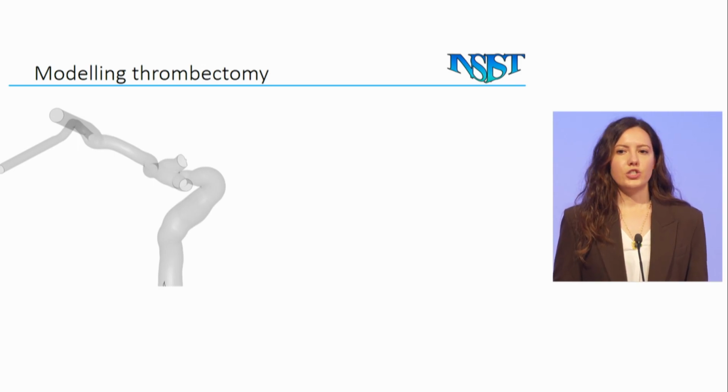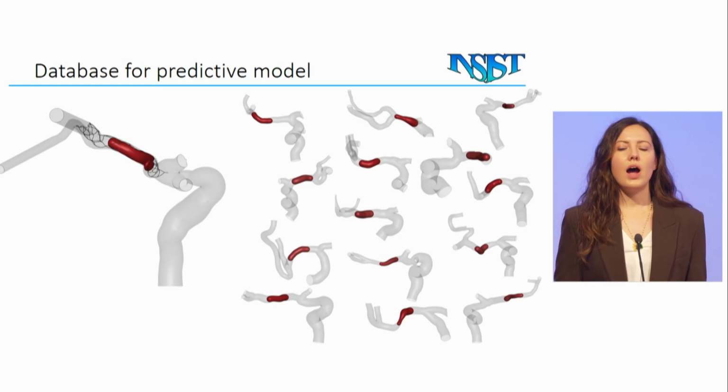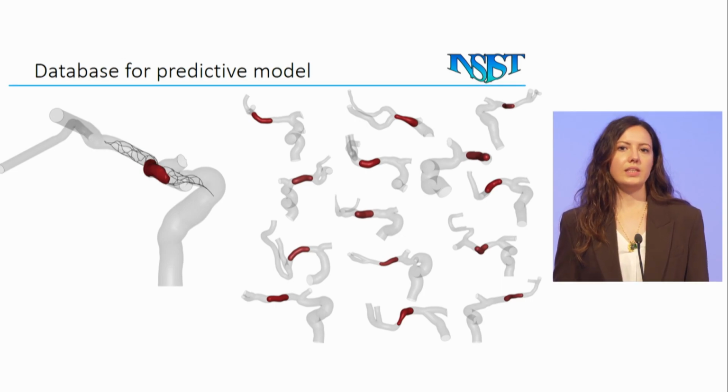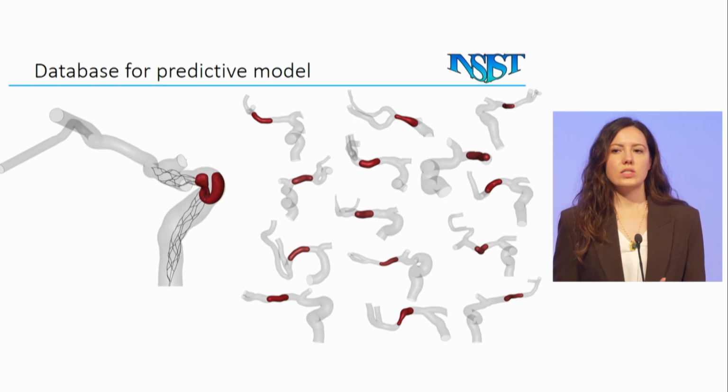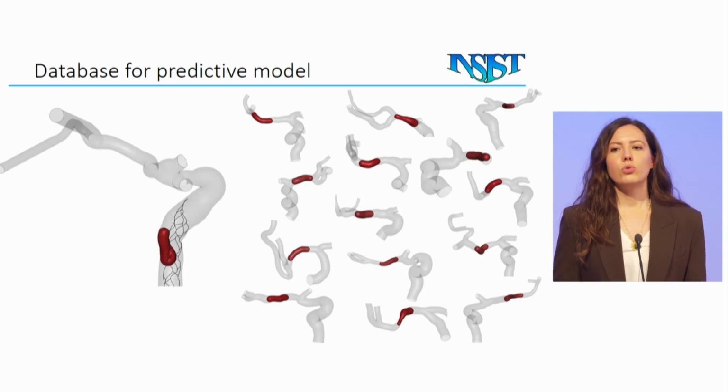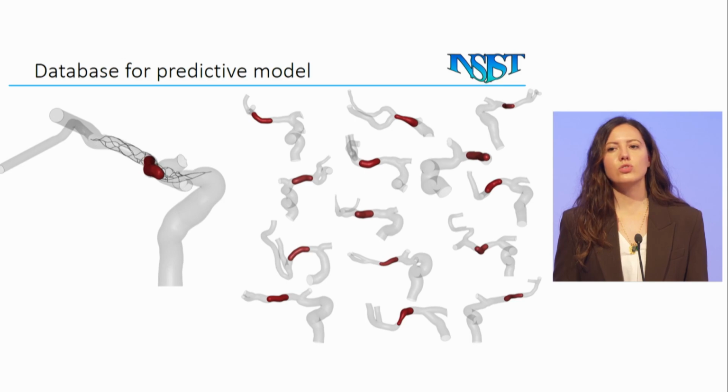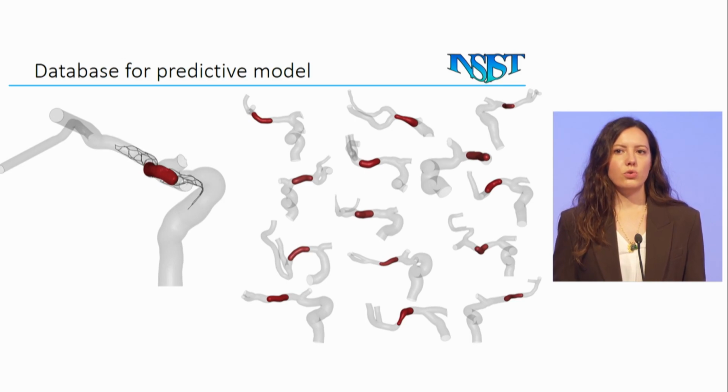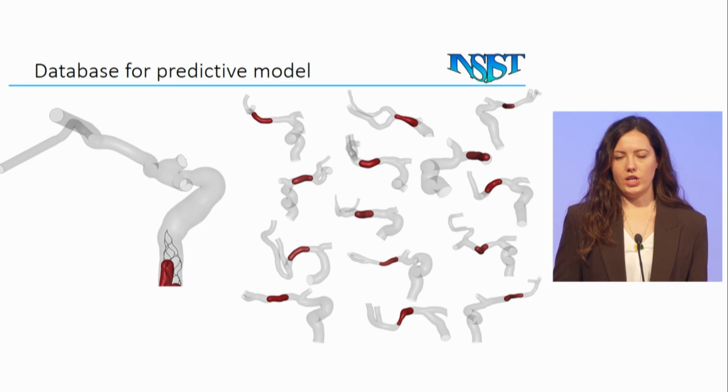So after the validation, we were ready to build the database for our predictive model to be included in the in silico trial. So what we did was to collect hundreds of patient vasculatures and to create these computer models of the patients by placing also the occlusion in the vasculature and by simulating the procedure in each of these patients. So in the end, we had hundreds of these simulations.